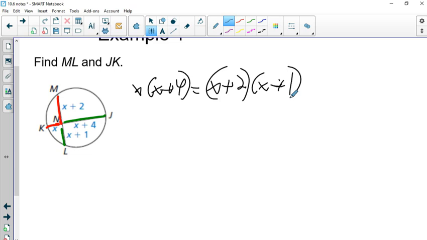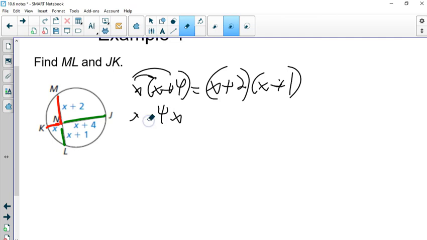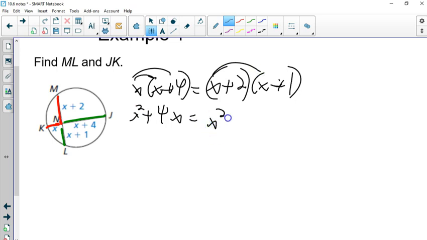So, what we're going to do here is we're going to distribute and get x squared plus 4x. Yes, that looks like a 3, so let's clean that up. And here we're going to FOIL. So first, x squared. I'm going to do outer and inner together at the same time. 1x plus 2x, 3x, last, plus 2.